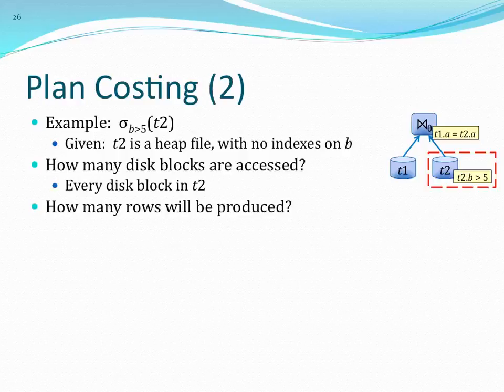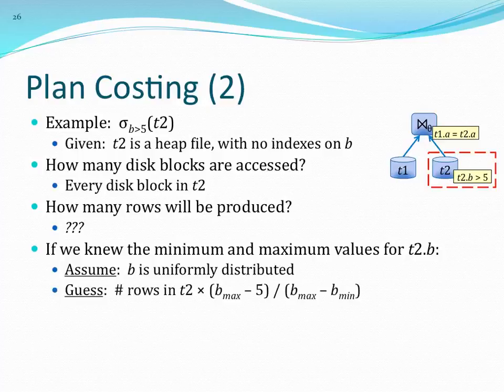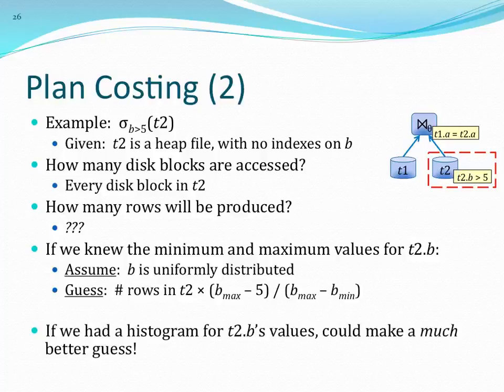Well, do we have enough information to answer this question yet? The answer to this one is no, not yet. So here's a funny thing. If we knew the minimum and maximum values of B, we could make a guess as to how many rows we would produce here: the number of rows in T2 times this fraction, B max minus 5 over B max minus B min. It's a horrible estimate. But we can use this to generate more intelligent plans. It's funny. It's so horrible as a guess, but it'll work.